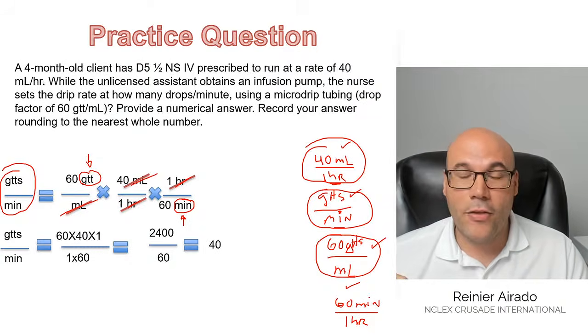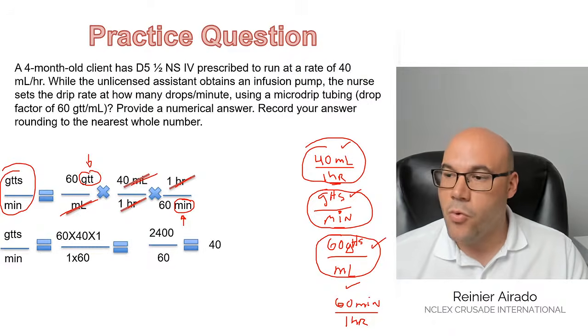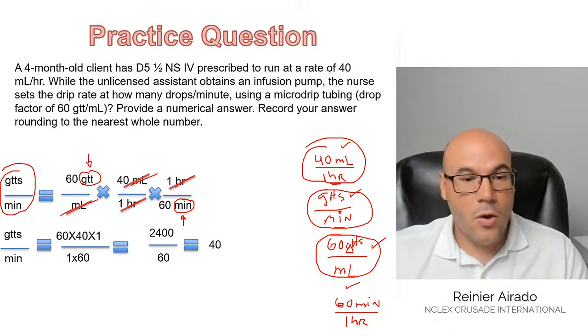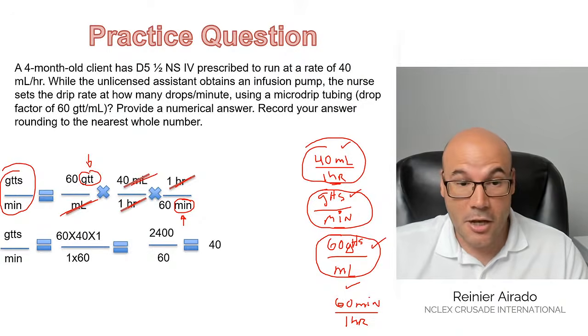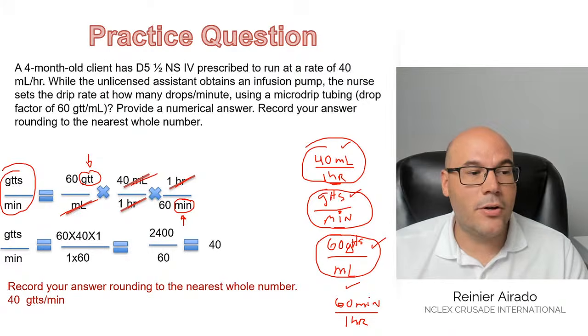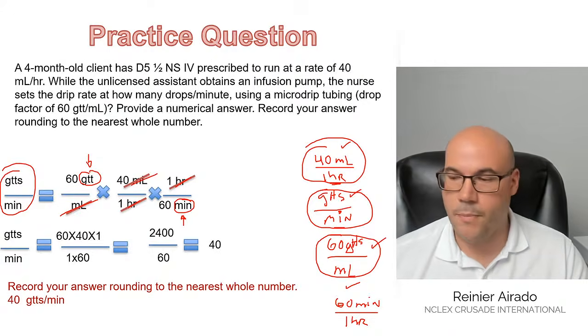Remember the beginning of the question. It states, record your answer rounding to the nearest whole number. In this case, we do not have any decimal place. So there's not really much that we have to do. The final answer is 40. 40 drops per minute.